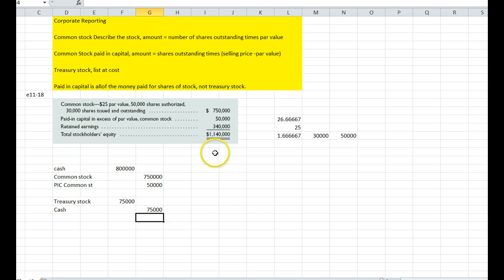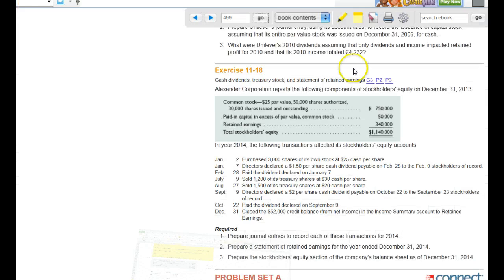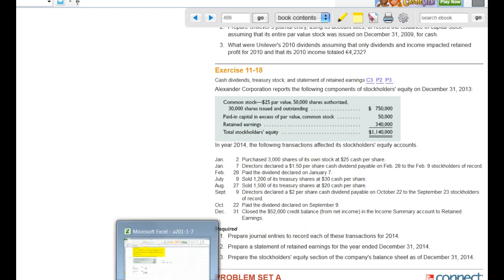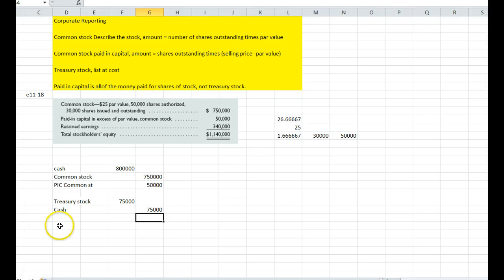When we pay a dividend, and I think we're going to pay a dividend later on here, we declared a dividend, $1.50 per share, and there's usually 3 dates with the dividend: the date it's declared, the date it's payable, and the date it gets paid. Okay, so $1.50 per share. So how many shares are outstanding? Well, we used to have 30,000 shares, but then we bought 3,000 back, so there's only 27,000 shares outstanding.